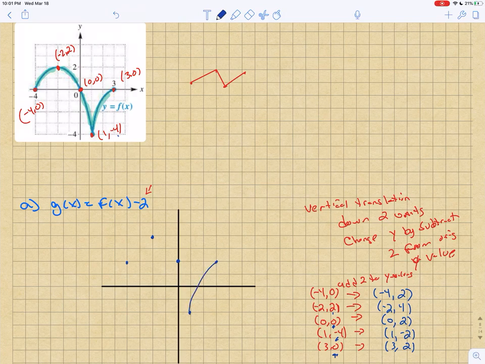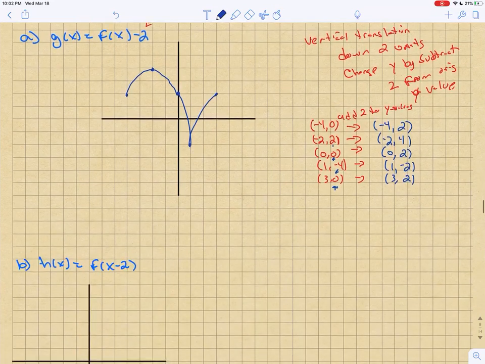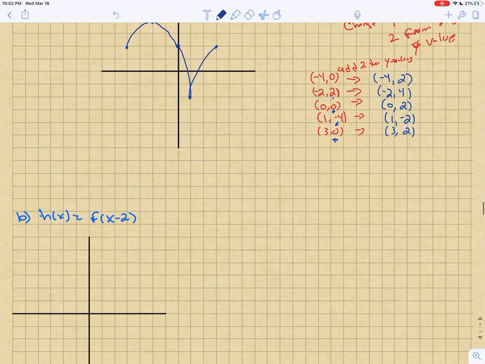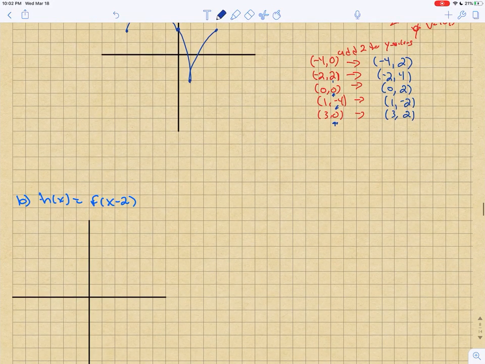So if I sketch it by connecting the dots, that should look like the original function just raised up 2 units, and I would say that's close enough. All right? When you're doing this, let's try not to make it harder than it has to be. Let's only move what we need to. So I would translate exactly how I'm doing this. So maybe you want to try this one. This is a horizontal translation, right? This is a horizontal translation.